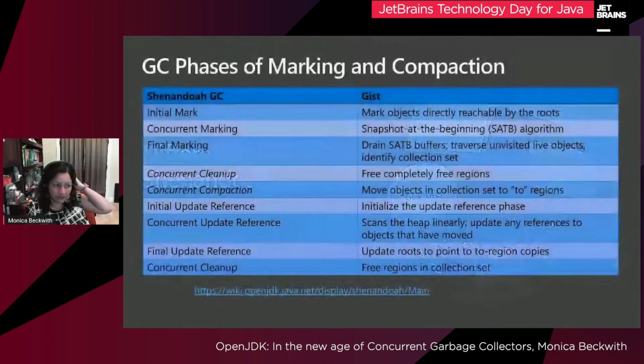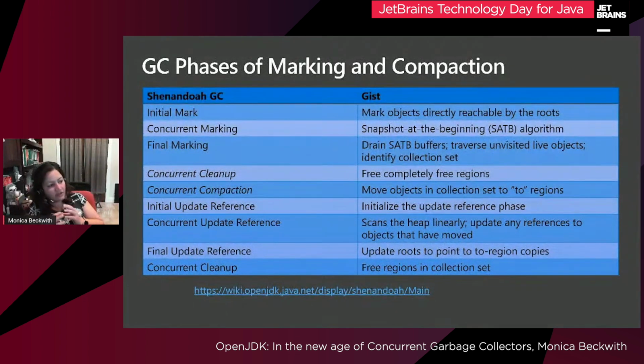Moving on to Shenandoah, you will see some of the stages of the concurrent concepts are similar to ZGC's. You have initial update, a concurrent update, and the final update. Final update is where you update the roots into the regions, remember, because there is the concept of mutation and GC working together. And then eventually there's the concept of cleanup, which we saw in G1 GC's case as well, where you free the regions in the collection set.